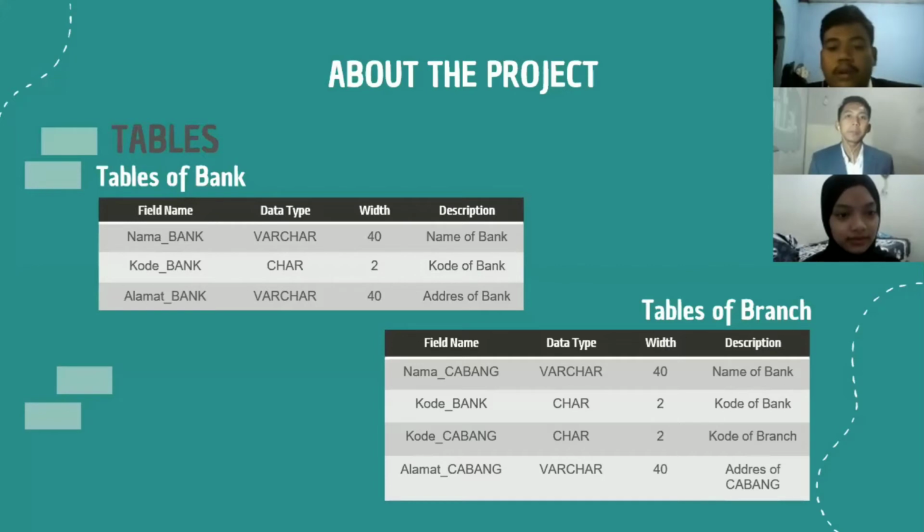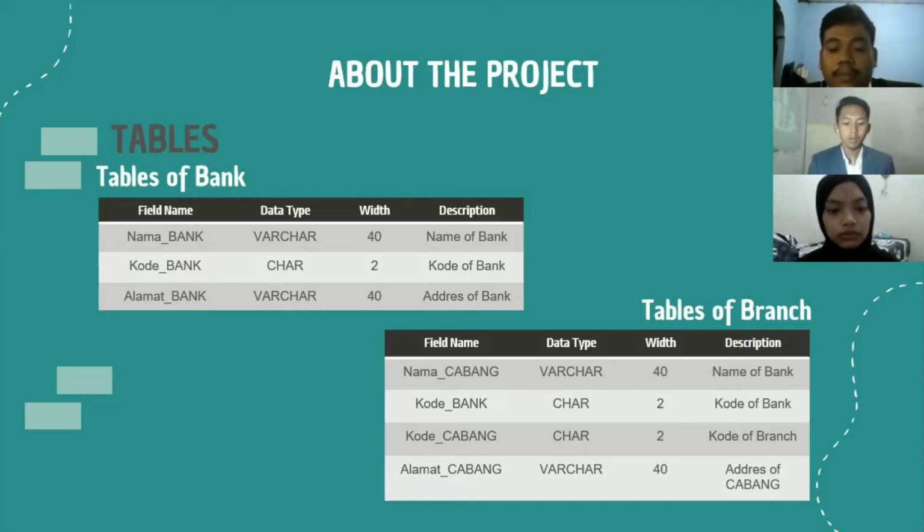Okay, my name is Hendra Aditya. On this slide, I will explain the content of the SQL we created and what the database is. The database that we created is a bank database which contains branch data, employee data, customer data, account data, and transaction data. The first is bank data. Here it contains the bank name, the data type is varchar, the bank code is of the char data type, and the bank address is of the varchar data type.